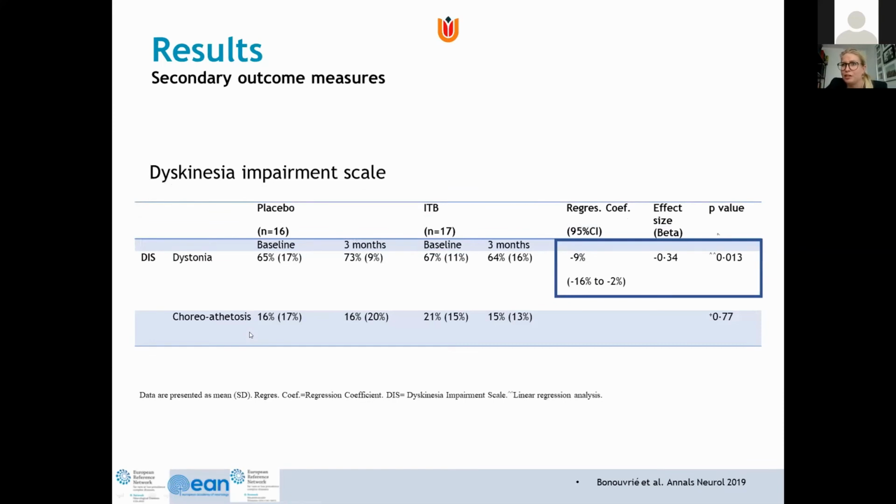For the dystonia impairment scale, the difference was statistically significant. However, it was a very small change. The difference was 9%, with the 95% confidence interval ranging from 16 to 2% change difference. Sorry. So it's significant, but it's not a very big difference. However, it is a difference between groups, and choreoathetosis was not significantly different between groups.